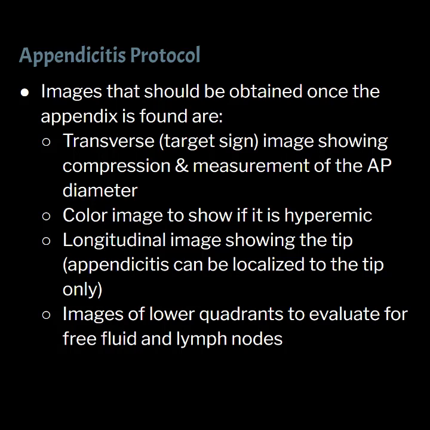Just finding free fluid and lymph nodes doesn't always mean that there is appendicitis. There are some other pathologies that can include those findings and also cause abdominal pain in the right lower quadrant. So to prove appendicitis, you have to find the appendix. You have to see its blind end, more than 6 millimeters in AP, hyperemia, fat stranding, non-compressible. You have to show those when you see it.